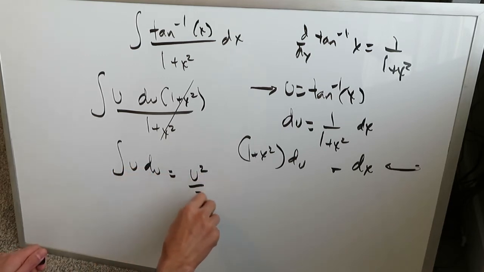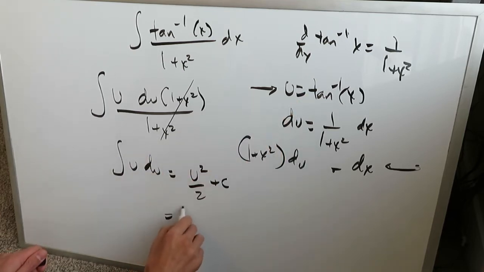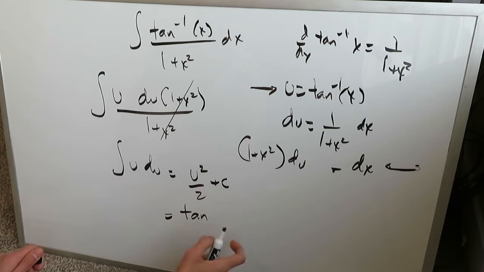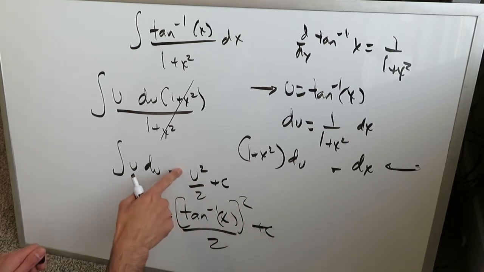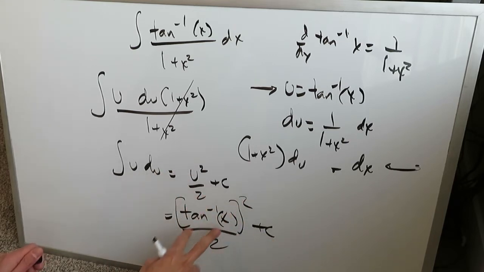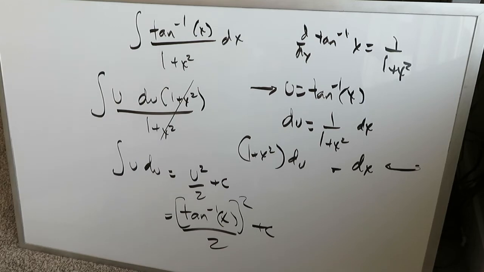U squared over 2 plus c. You've got to resubstitute u for this, which you get here as an arctan, or inverse tan, arctan, inverse tan, same thing, all squared over 2 plus c. You see it was u squared, so it's this squared over 2 plus c, and we are done. Seemingly it was a difficult question, but was actually easy.